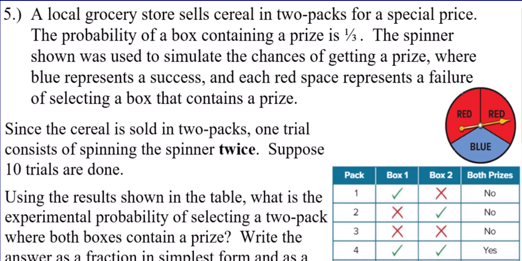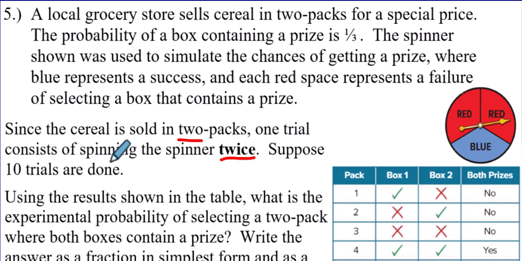Okay, problem number 5. Let's read this together. A local grocery store sells cereal in 2 packs for a special price. The probability of a box containing a prize is 1/3. The spinner shown was used to simulate the chances of getting a prize, where blue represents the success, and each red space represents a failure of getting a box that contains a prize. Since the cereal is sold in 2 packs, one trial consists of spinning a spinner twice, and that's because we're buying 2 packs of cereal at one time.